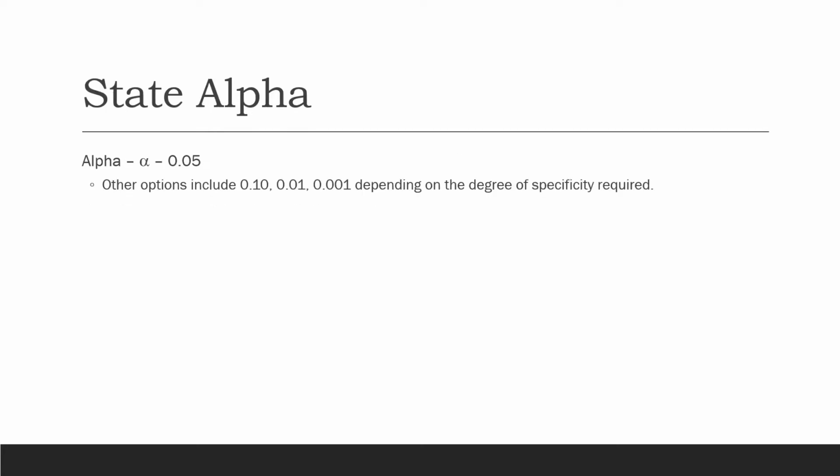For this test, our alpha is going to be 0.05. Other options we could use would be 0.1, 0.01, and 0.001, and that can depend on the degree of specificity required. Obviously, the smaller the number, the higher the degree of specificity would be.